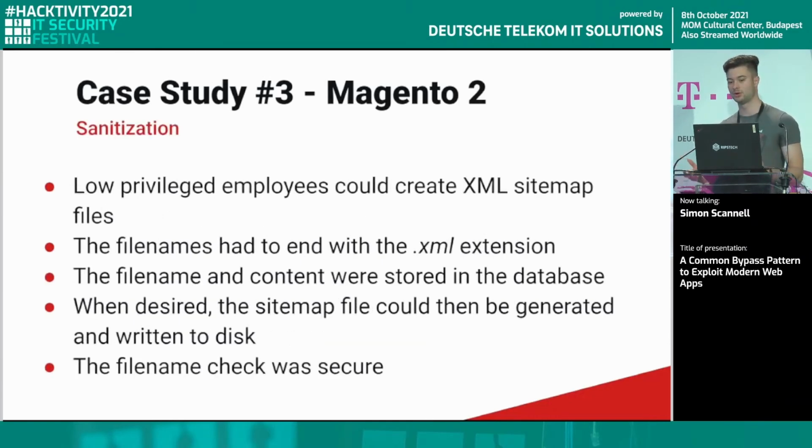So low-privileged employees could create XML sitemap files. They're just used by search engines. The file names had to end with the .xml extension just to make sure they're sane and they work. And the file name and content would be stored in a database.